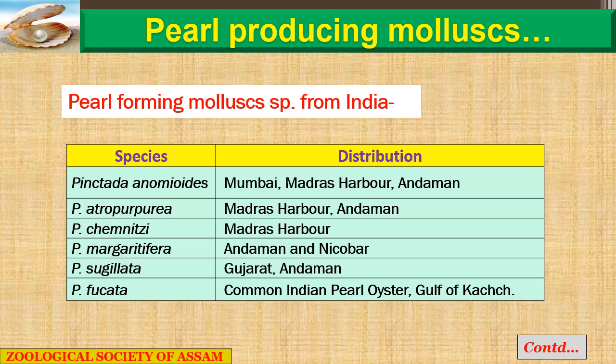Pinctada chemnitzi from Madras Harbour. Pinctada margaritifera from Andaman and Nicobar. Pinctada sugillata from Gujarat and Andaman. Pinctada fucata, the common Indian pearl oyster from Gulf of Kutch. These six species are basically found from the Indian region.